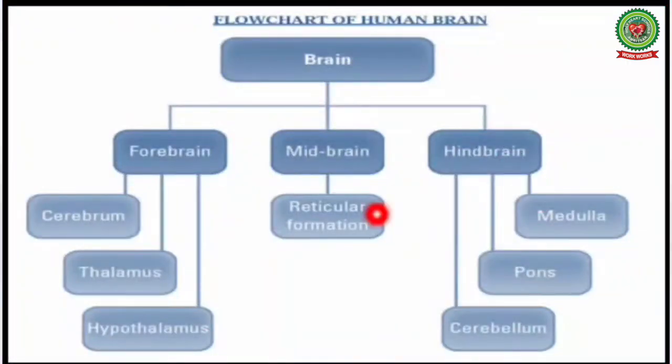Now, divisions of human brain. The human brain is divided into 3 parts, that is forebrain, midbrain and hindbrain. Forebrain includes cerebrum, thalamus and hypothalamus, whereas hindbrain includes medulla, pons varolii and cerebellum. Okay students, in the next video, we are going to discuss all these parts of forebrain, midbrain and hindbrain in detail, their function and location.